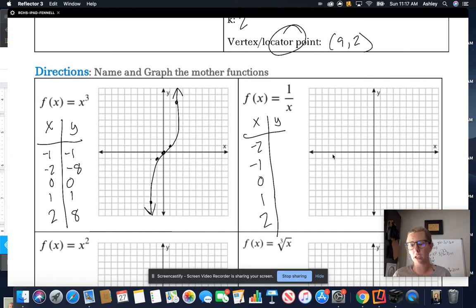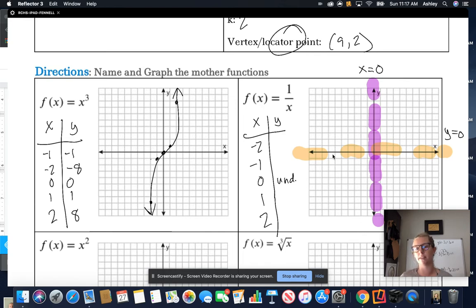0 is actually not going to spit out a 0. In this case, it's going to give me undefined. So I know that's where my asymptote is. In fact, I'm just going to drop in my asymptotes here real quick. My vertical asymptote would be at x equals 0. The equation of that asymptote is x equals 0. And then my horizontal asymptote is going to be at y equals 0, y equals 0.